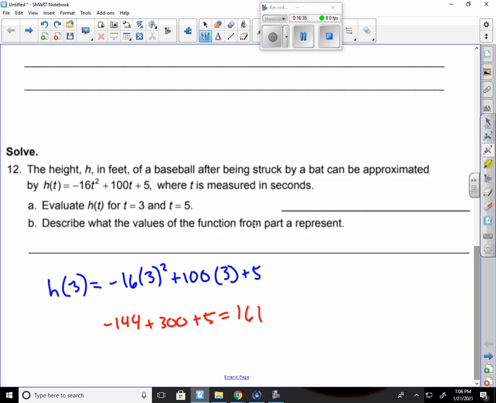Describe what the values of the function for part A represent. It's the height of the ball at these times.